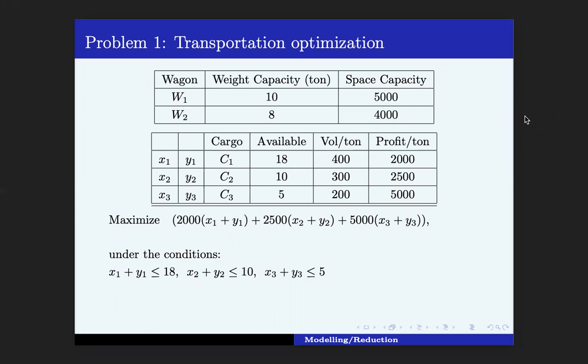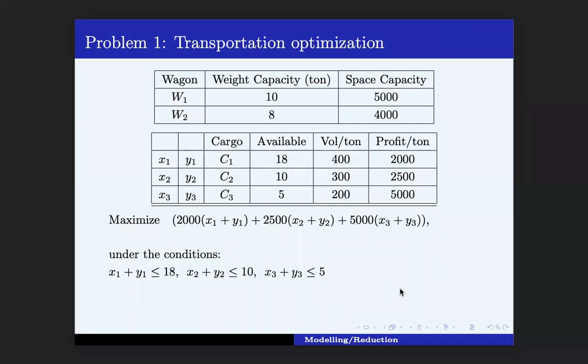The non-negativity. Other than the non-negativity, is there some other constraint? Sir, X represents the total cargo going into the first wagon. So X1 plus X2 plus X3 cannot exceed 10. So non-negativity is a constraint, but yes, I understand that.